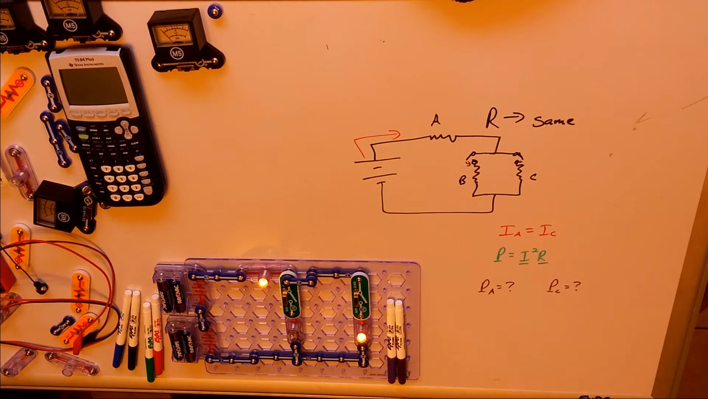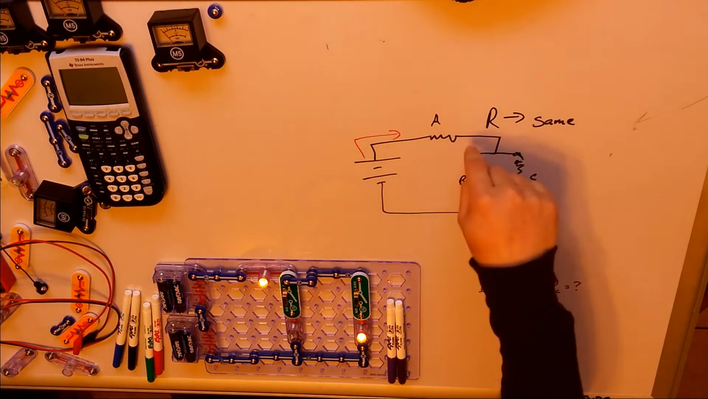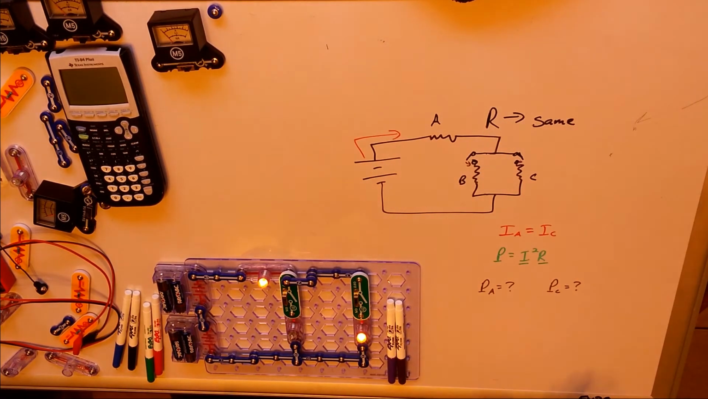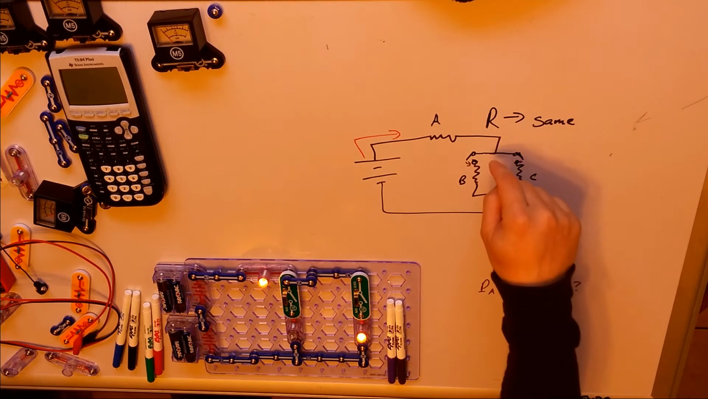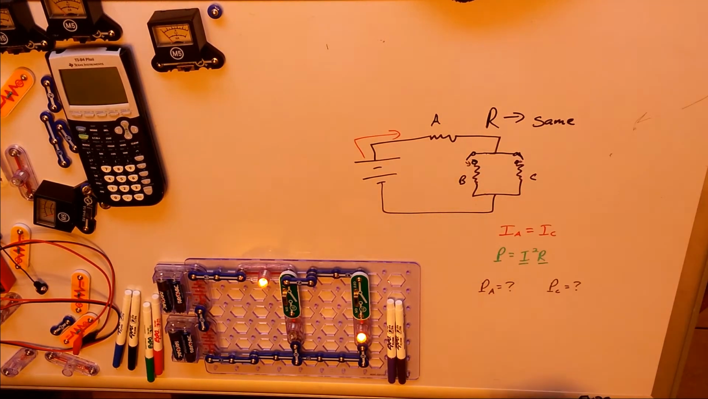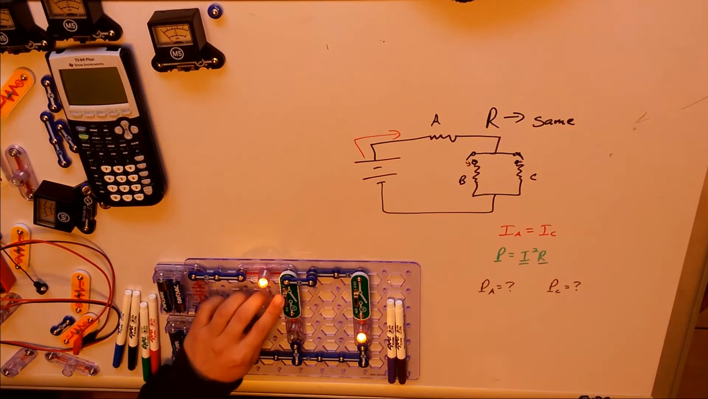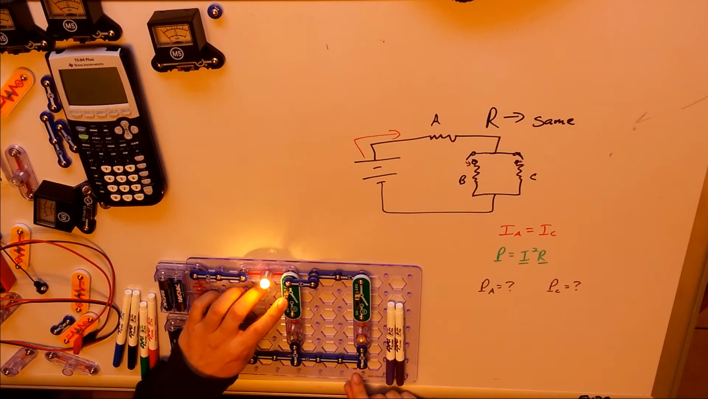Okay, well, a common thing that people think is, well, we'll still have the current going through A, so A would stay the same, but some of it's going to go to B and some of it's going to go to C, so C is going to get dimmer. That's a great way of thinking about it. So I'm going to flip the switch. Here we go. Let's watch C.